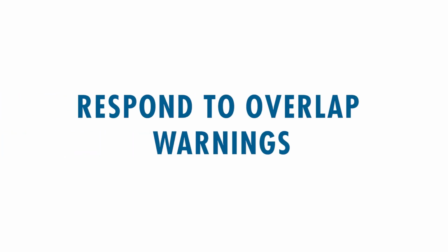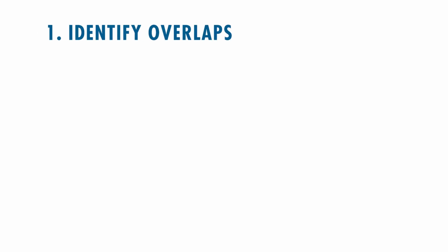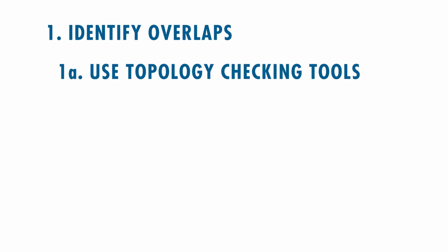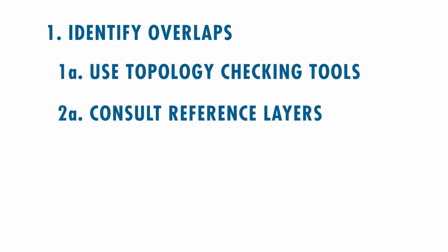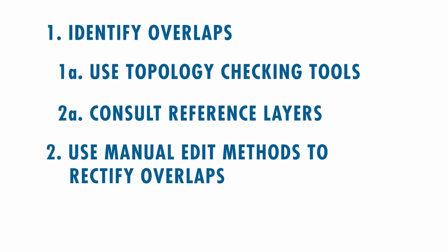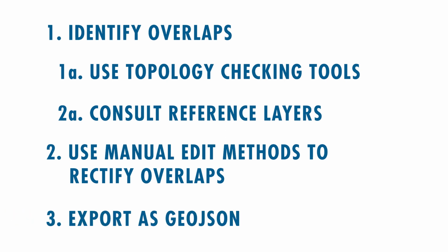To fix this, you will have to manually edit your geospatial boundaries in QGIS using the methods we have described in previous videos. First, identify the overlaps by using the topology checking tools and by consulting reference layers like the official zoning map. Then, use manual editing methods to rectify these overlaps. Finally, export your geospatial data as a GeoJSON file and import them.